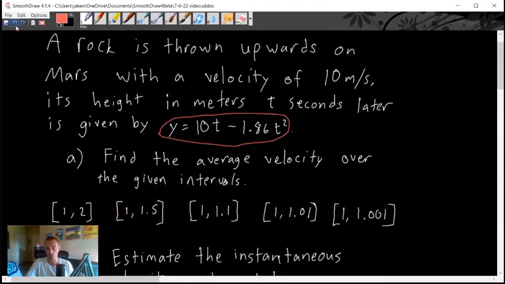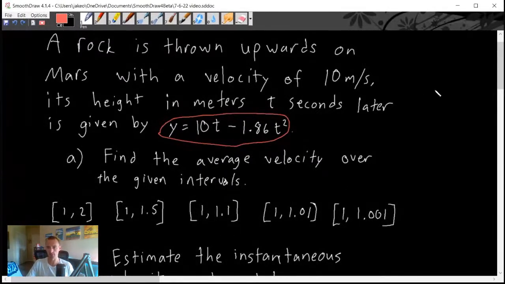Instantaneous velocity is a bit different. Instantaneous velocity is not going to look at the velocity over a period of time, it's going to look at how fast something is moving at one specific split second. Instantaneous means at this one point in time, how fast is the object moving?